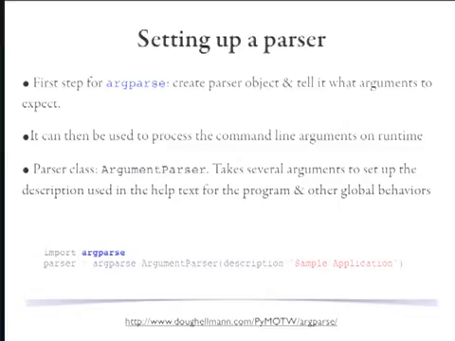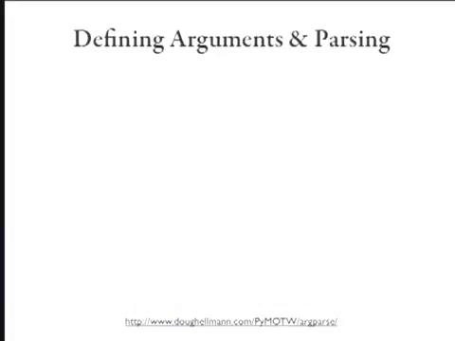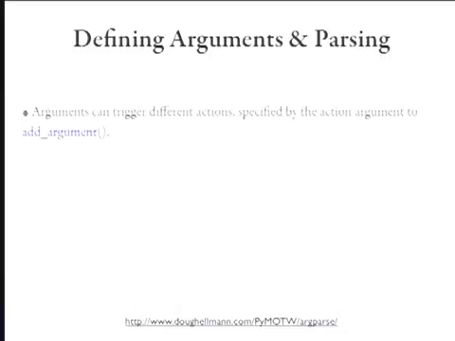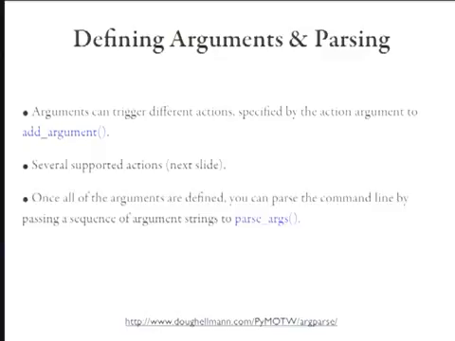And then what we do with our parser object is we go through and we define different arguments that we expect the parser to be able to handle. So we use this function add_argument in the parser class, and there are 6 different supported actions, which I'll get into on the next slide. And then once you define all these arguments, the command line entry is parsed by passing a sequence of these arguments that you give on the command line to the parser object. And these will just be taken from the command line by default.